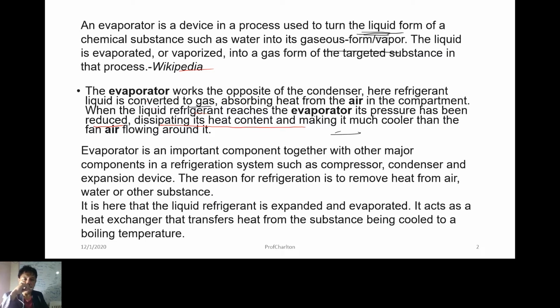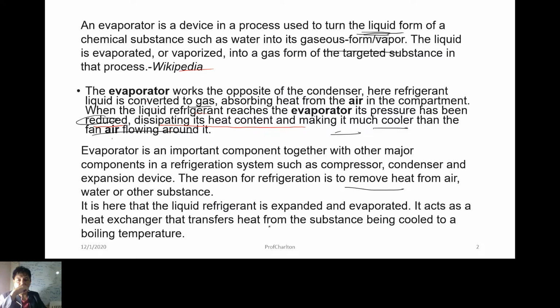When the liquid refrigerant reaches the evaporator, its pressure has been reduced. So it drops, dissipating its heat content and making it much cooler than the fan air blowing around it. Colder. When you take the heat, the surroundings become cool. That's all it is. How important is the evaporator? Because heat removal happens there to make the refrigerant vapor, and then cooling occurs.